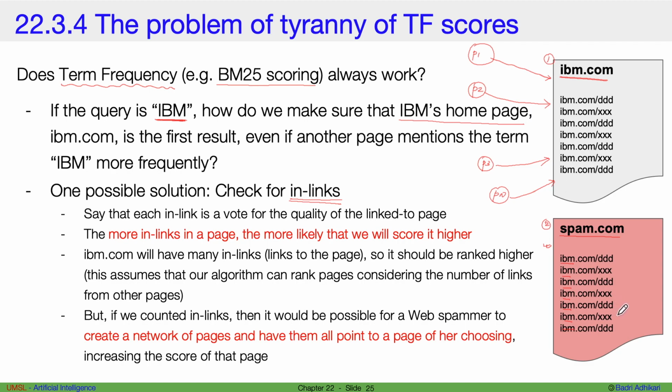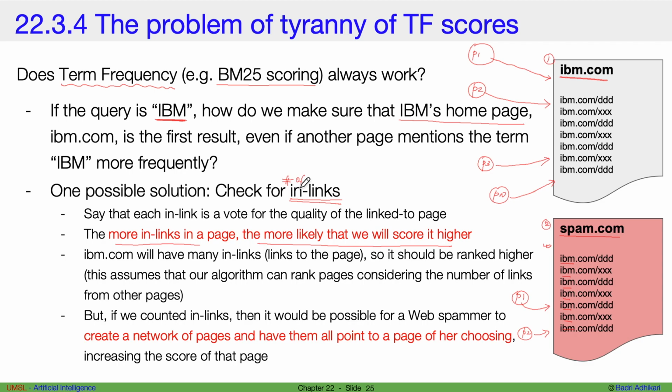Now this is a spam website, so we will probably not have many pages that point to spam.com, because it's a spam website, right? So then the idea is, if we simply check for the number of inlinks, the more inlinks a page has, the more likely that it will score higher. In other words, we are gauging the reliability of a page by counting the number of inlinks.